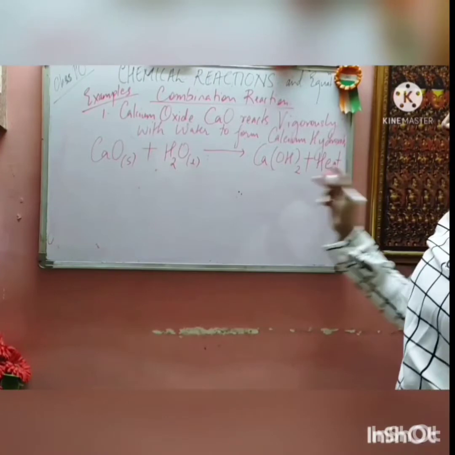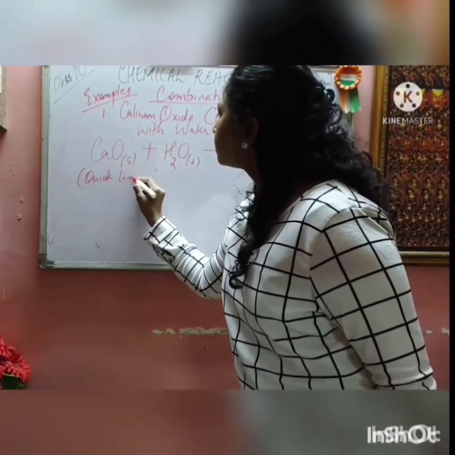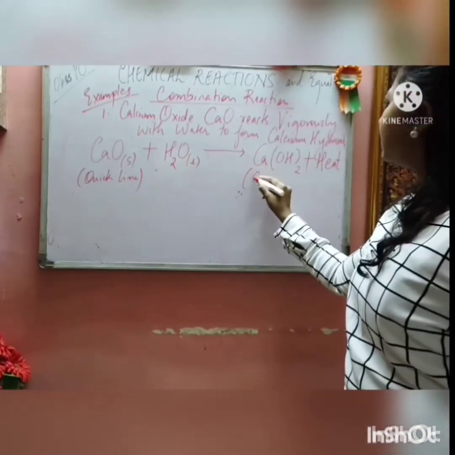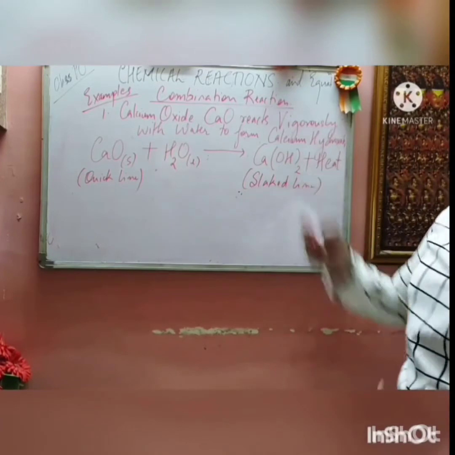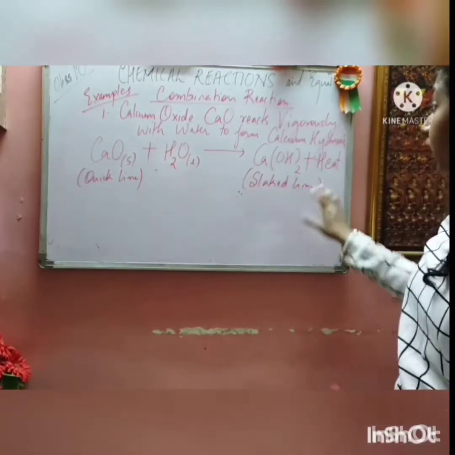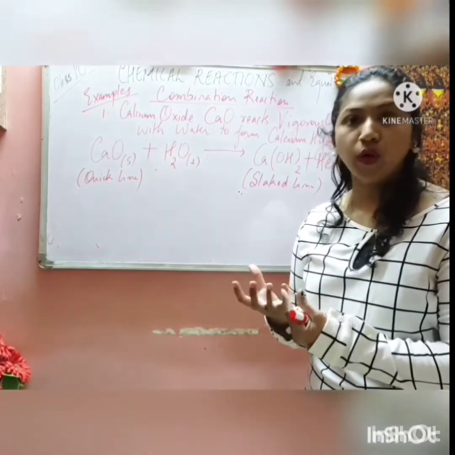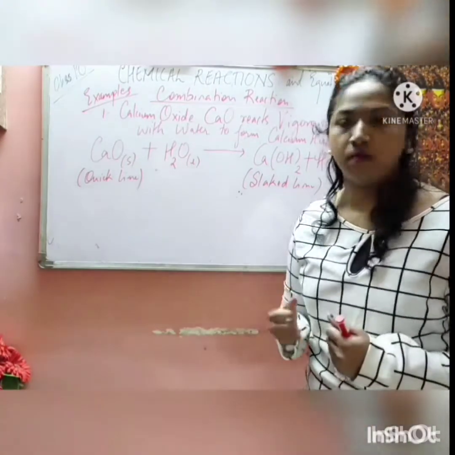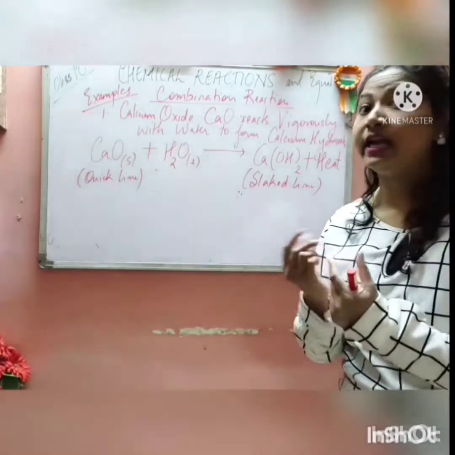Now this is also called as quicklime, and this is called as slaked lime, or you can say calcium hydroxide. And along with that, heat is given out. So when this reaction takes place in a beaker, that beaker becomes warm. That means heat is given out. Just remember this.